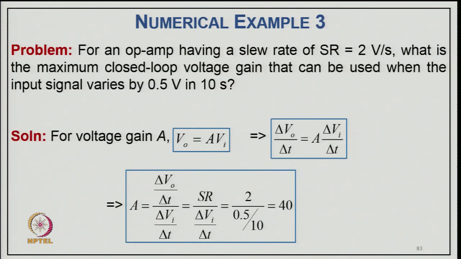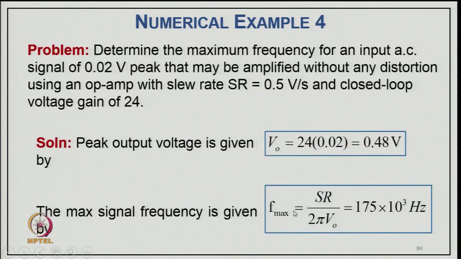Now coming to numerical example 3. The problem: for an operational amplifier having a slew rate of SR equal to 2 volt per second, what will be the maximum closed loop voltage gain that can be used when the input signal varies from 0.5 in 10 seconds? So here, for voltage gain VO equal to A into VI, delta VO upon delta T will be A delta VI upon delta T, and we can call A equal to delta VO upon delta T divided by delta VI upon delta T. So it is typically SR divided by delta VI upon T. The slew rate is given already, 2 upon 0.5 by 10, that becomes 40.